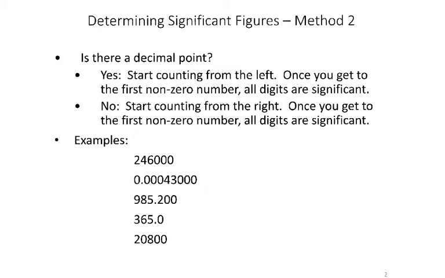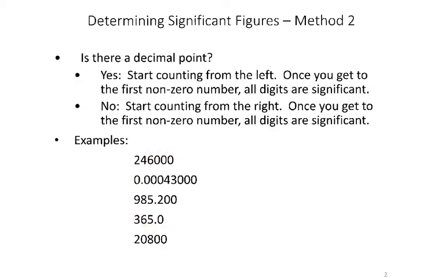All right, so another way to determine significant figures is to just ask one question. Is there a decimal point written explicitly? If there is, then we start counting from the left. Once you get to the first non-zero number, that digit and all other digits after it are significant. If there is not a decimal place, then you would start counting from the right. Once you get to the first non-zero number, all digits are significant. So let's look at a couple examples, and I'll do them both ways.